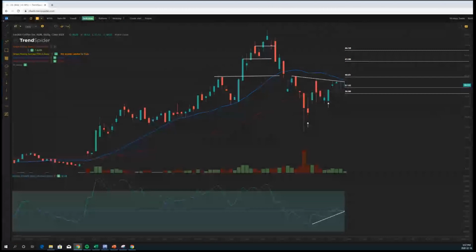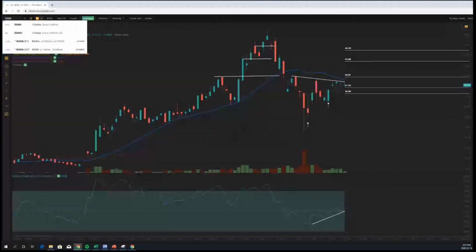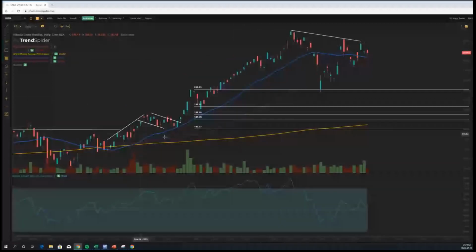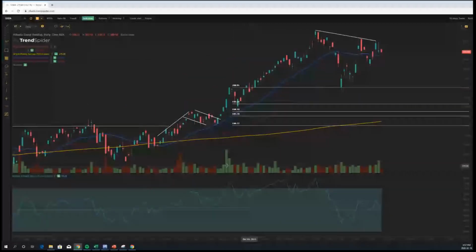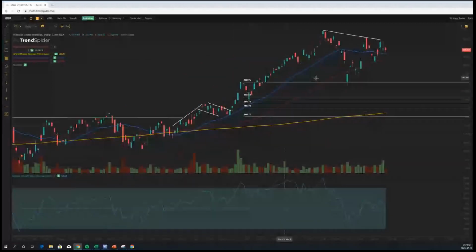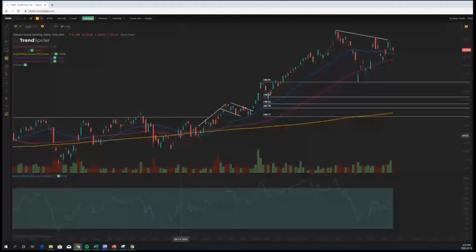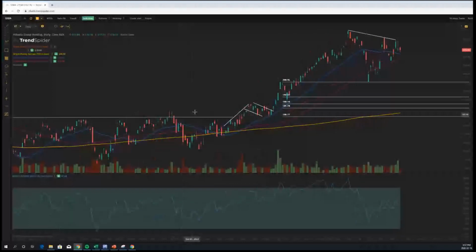I'll do BABA now because I've seen that one a few times. I'm not actually looking at the chat. Actually, this is a chart that I posted. We can see the previous post I did on this, and it's actually great because it shows you how my rhyme and reason and my thinking goes.